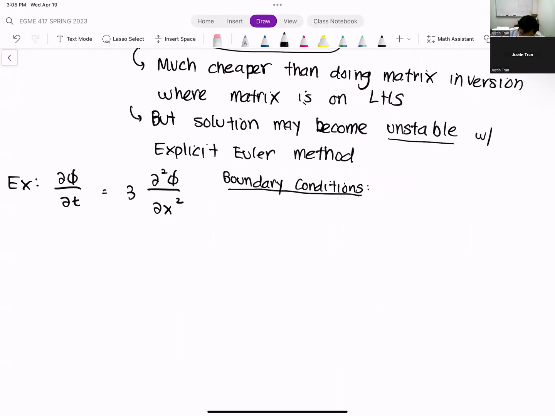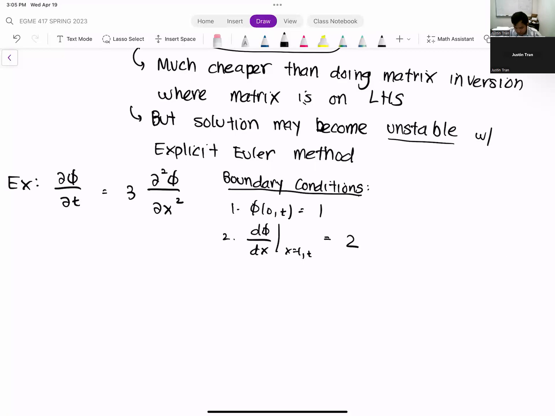Okay, our boundary conditions are the following. We have a Dirichlet boundary condition on the left, so we have phi of 0 and time t is equal to 1. And then we have a Neumann boundary condition on the right, so d phi dx at x is equal to 1 and all times t is equal to 2.